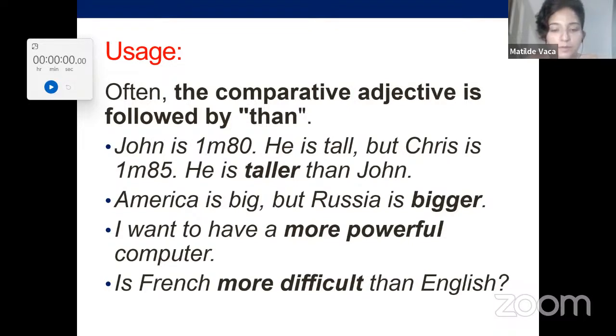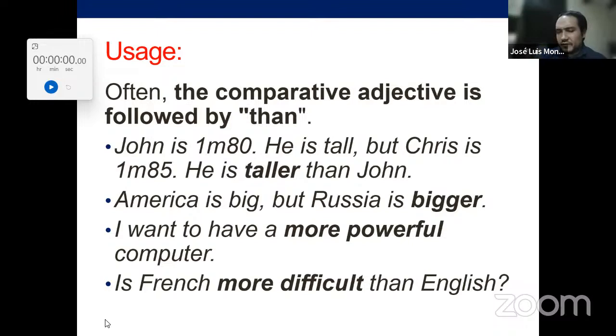Well, more powerful computer. Yeah, I would say the person is emphasizing a need, that this person needs something more powerful, and we cannot use the ER in this situation. And well, the last one is a question, using the comparative adjective.